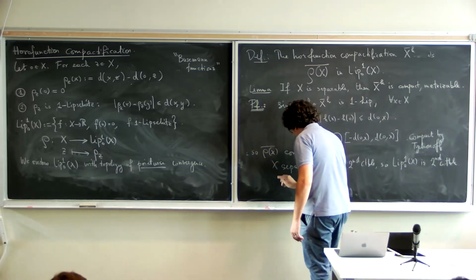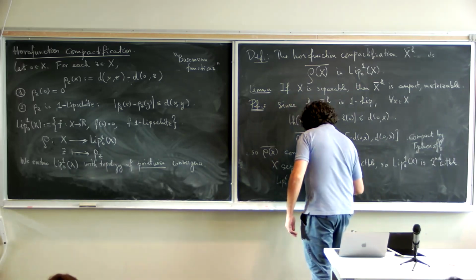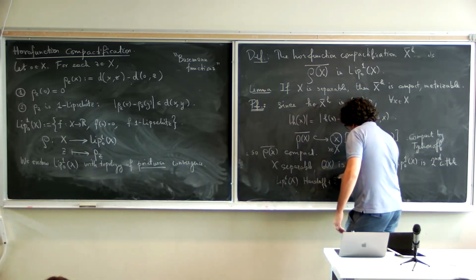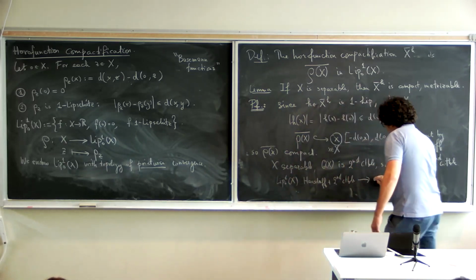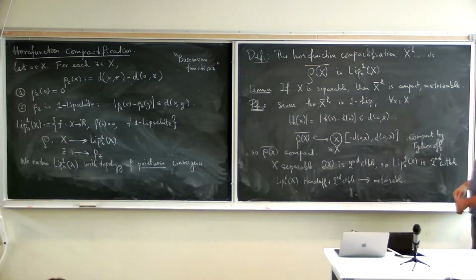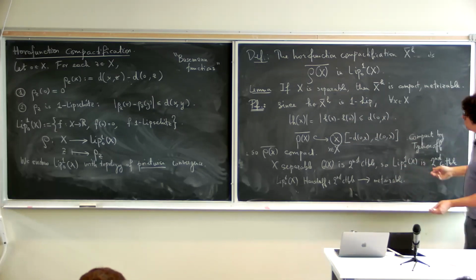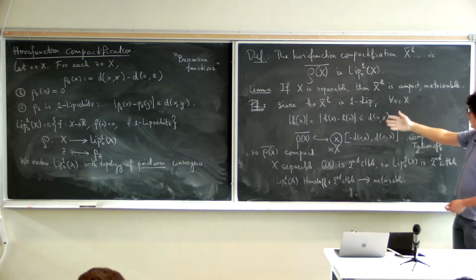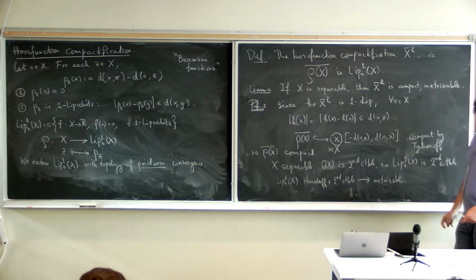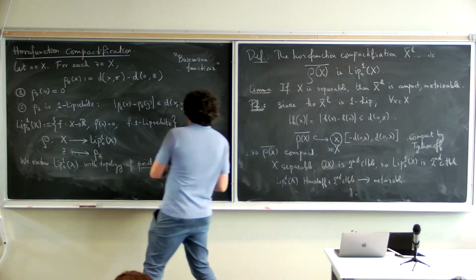So Lip 1 of X is Hausdorff plus second countable. So it's metrizable. So what this means is, okay, we have this countably many points where we can probe the space. And so the space is not too big. And so the space of functions on these countably many points is not too big. And so that's the reason here. So anyways, again, we don't care what the metric is.